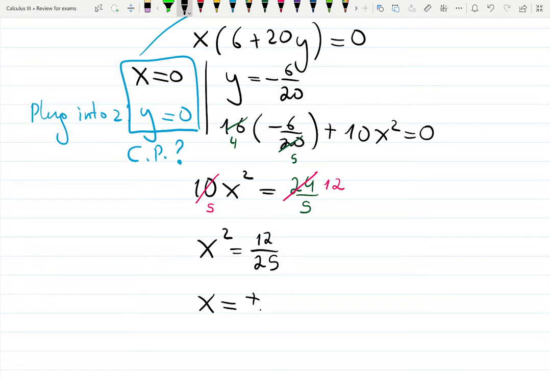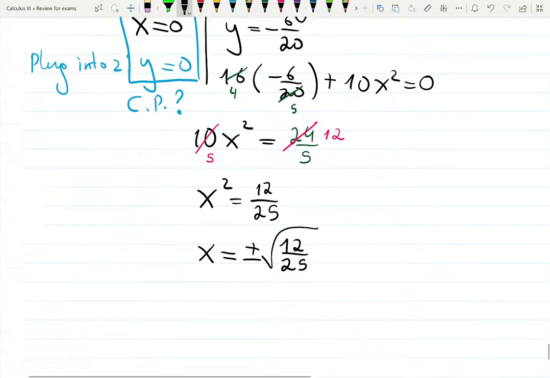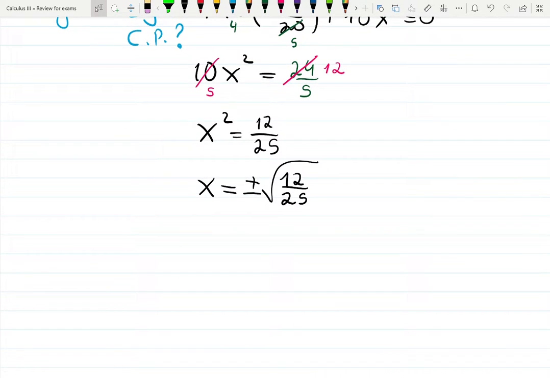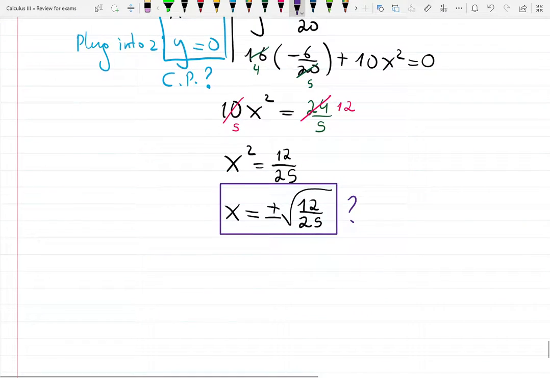X will be plus or minus square root of 12 over 25. Don't forget the negative sign, because when you do that, some panda is crying because you forgot the negative sign. So don't make the panda cry. We have two solutions here: plus and minus square root of 12 over 25. Again, question mark, are those critical points or not?